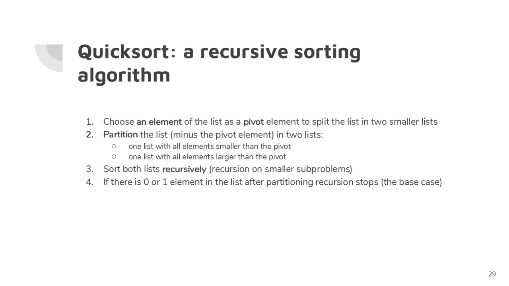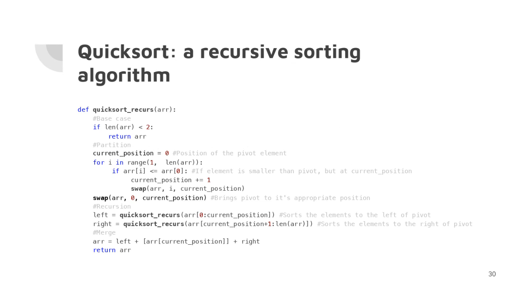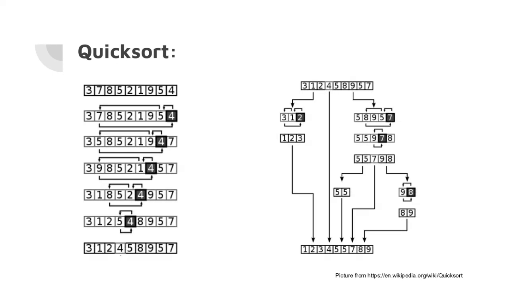And so finally, the recursion stops if there are only 1 or 0 elements in the list after partitioning. That's okay. So they do it complex, but I have an illustration here that will hopefully make it more clear. So here we have our input list. It's not sorted. And then we take as a pivot 4.